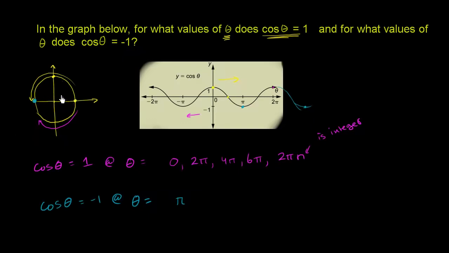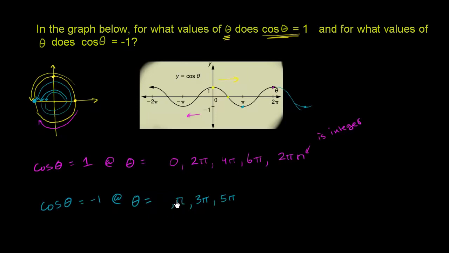So that happens when we get to pi radians, and then it won't happen again until we get to 3 pi radians. And it won't happen again until we add another 2 pi, one entire revolution. So then that's going to be 5 pi radians. And you can keep going on and on. And that's also true in the negative direction.